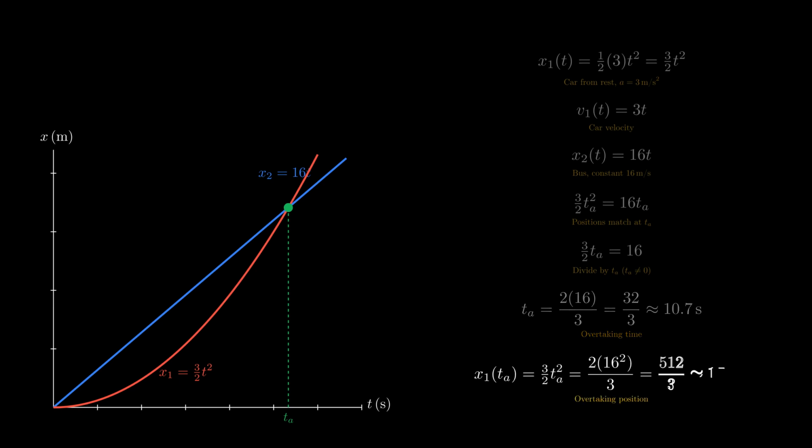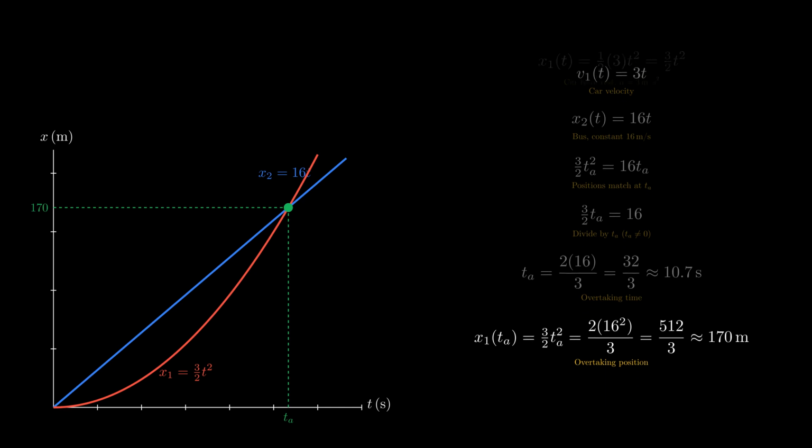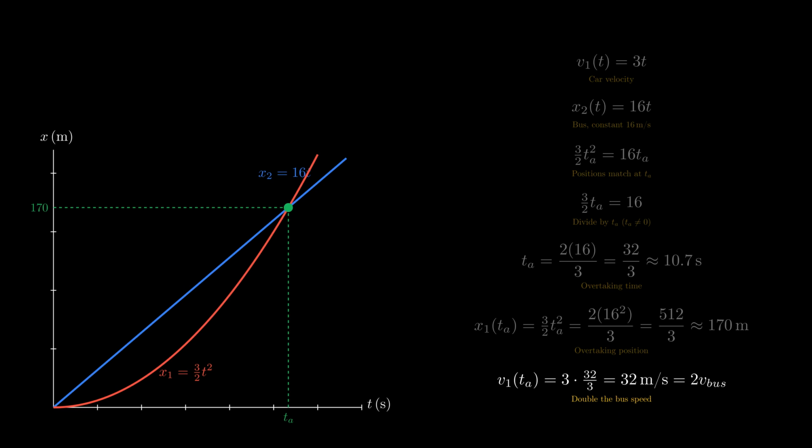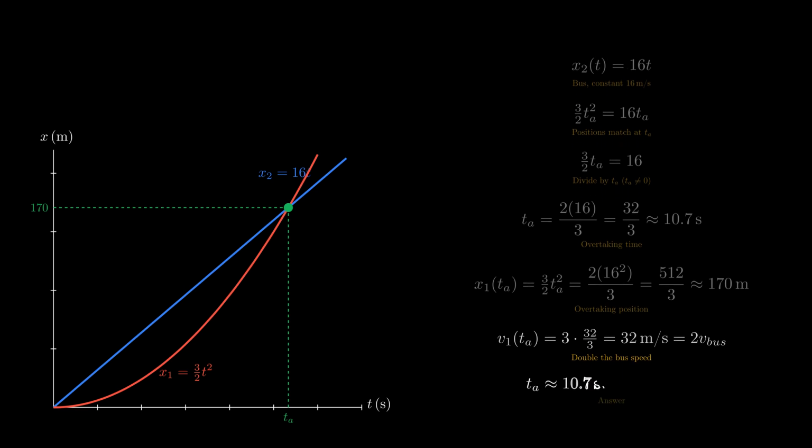x1 at t sub a equals 3/2 times t sub a squared. This evaluates to 2 times 16 squared divided by 3, giving 512/3, approximately 170 meters. So the car overtakes the bus about 170 meters from the traffic light, roughly 11 seconds after the light turns green. At that instant, the car's speed is 3 times 10.7, approximately 32 meters per second, exactly double the bus's speed.